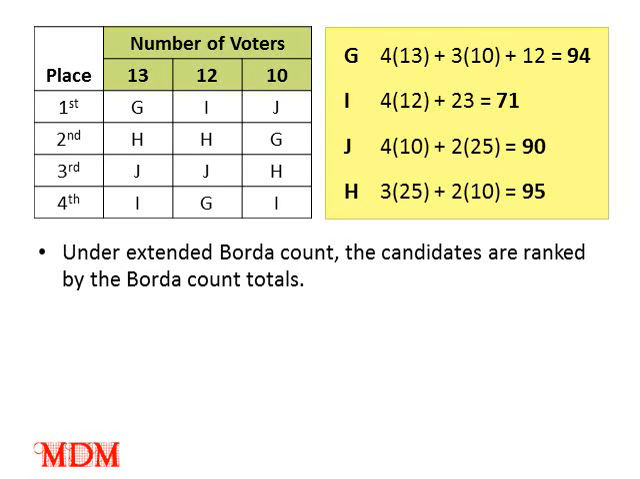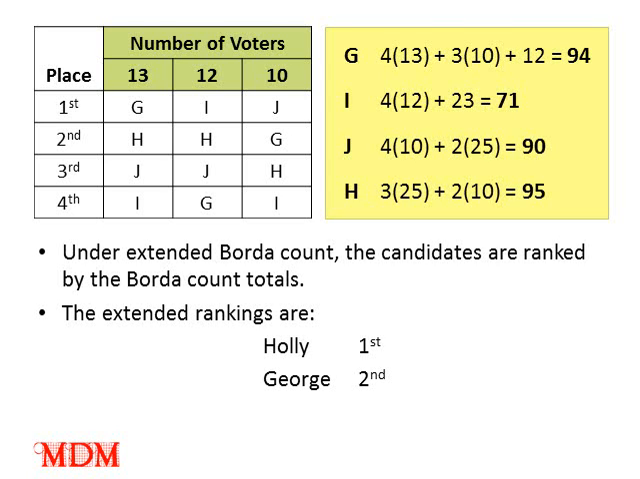So we've found the board account numbers, and we're going to rank those by those totals. So the extended rankings are: Holly's going to be in first place with 95 as her count. George is in second place with 94. James is in third place with 90, and Ingrid comes in fourth with 71.